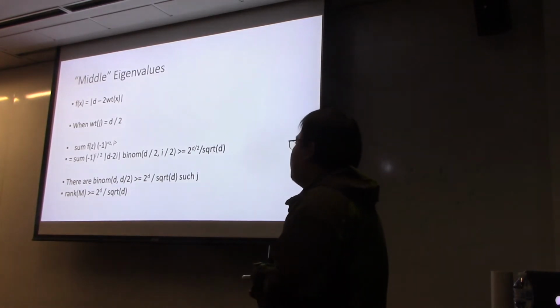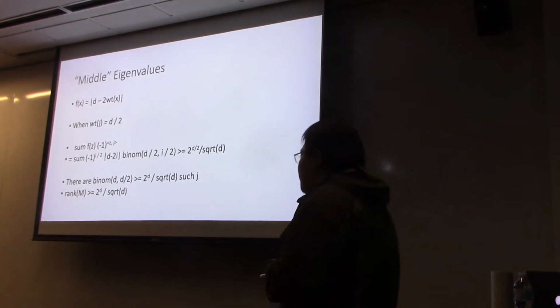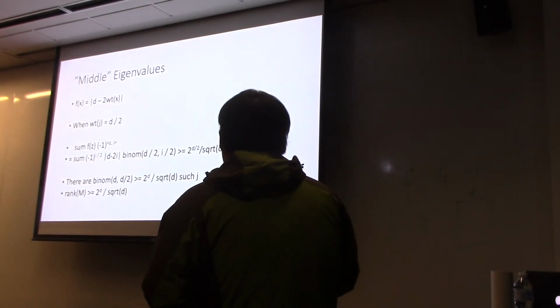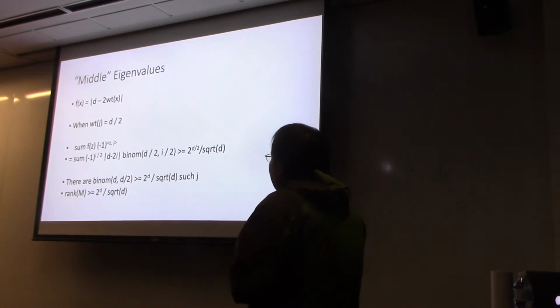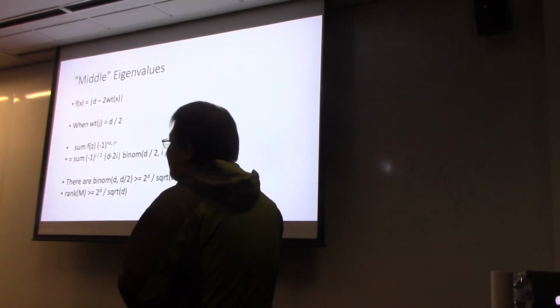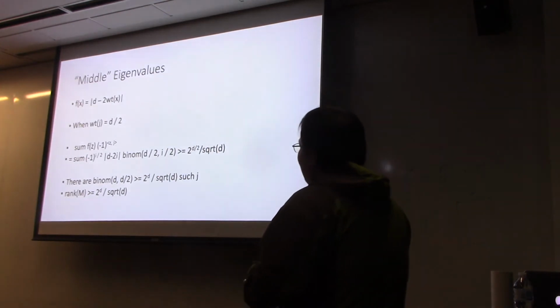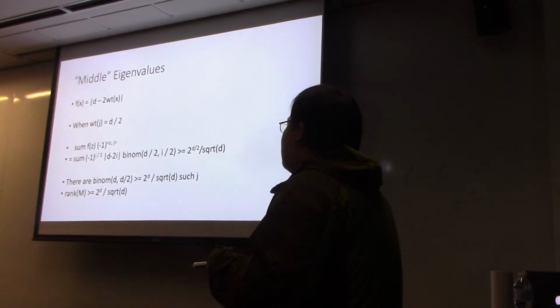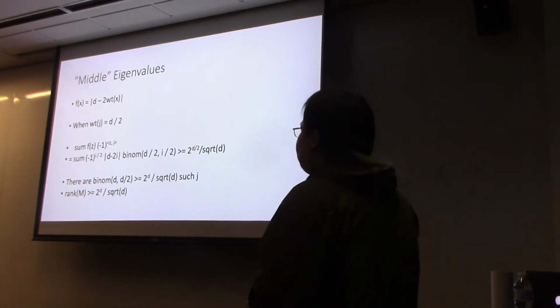which will imply a communication lower bound, which also implies the lower bound for subspace sketch and the non-embeddability result. And this is just a calculation. There will be lots of binomial coefficients here, and what we will finally show is that the Fourier coefficients will be larger than 2 to the d over 2 over root d.